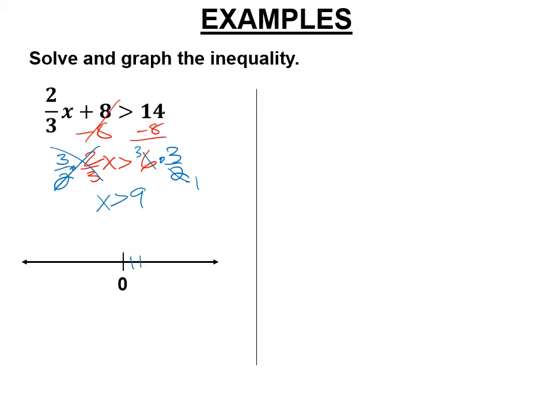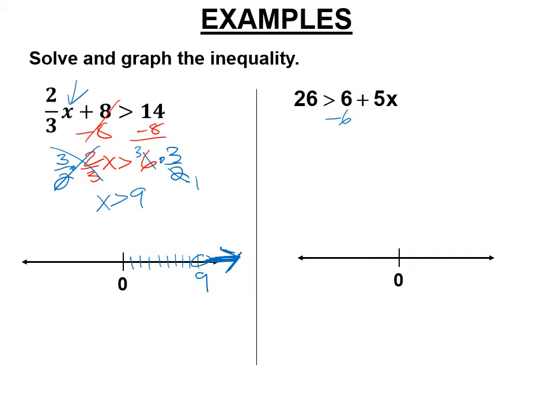Then we go 1, 2, 3, 4, 5, 6, 7, 8, 9. Open circle on 9, and all the numbers that will make this true are greater than 9, which includes 9.0001.